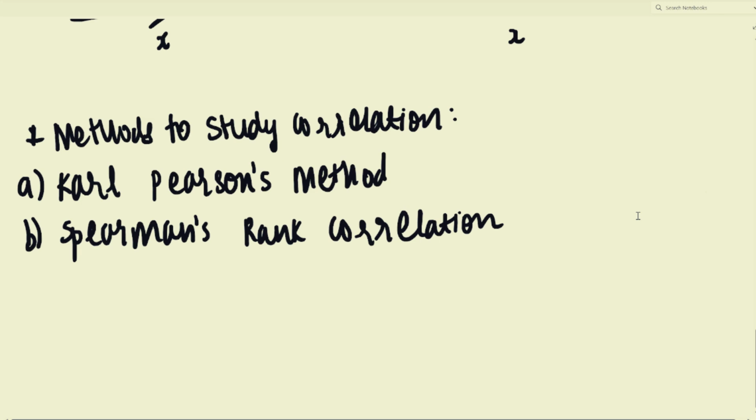In the last video, we discussed the theoretical part of the correlation analysis. And in today's video, we will look into the formula for Karl Pearson's method and Spearman's rank correlation. If you haven't checked out the last video, please do check it on my channel.